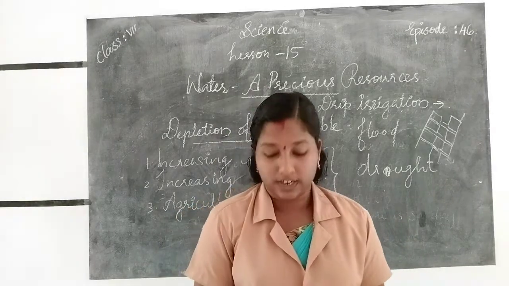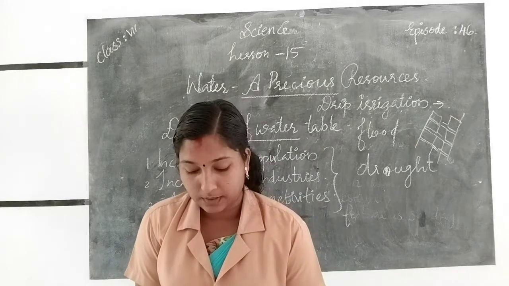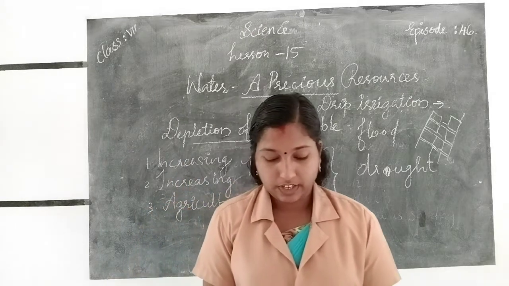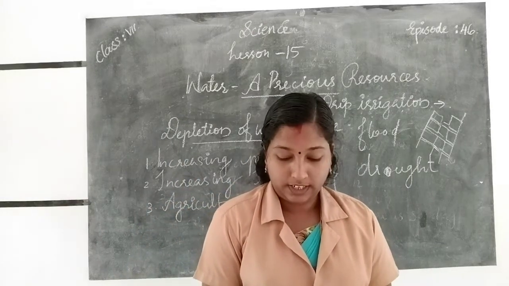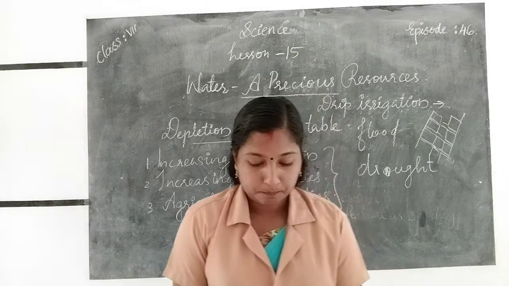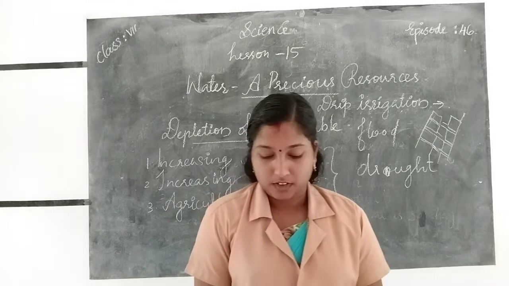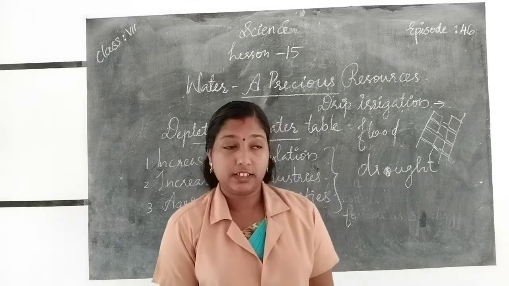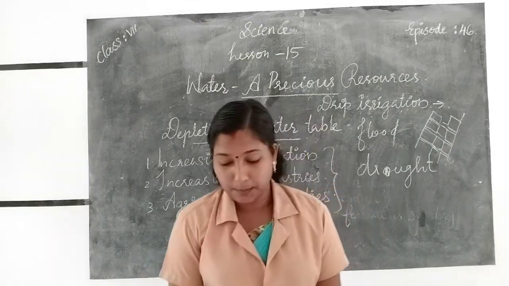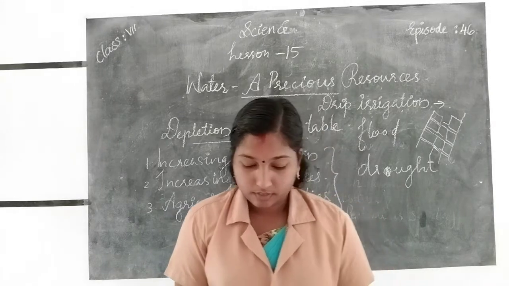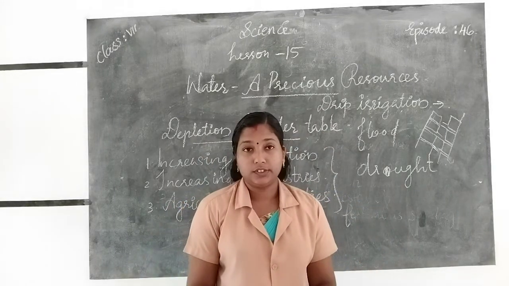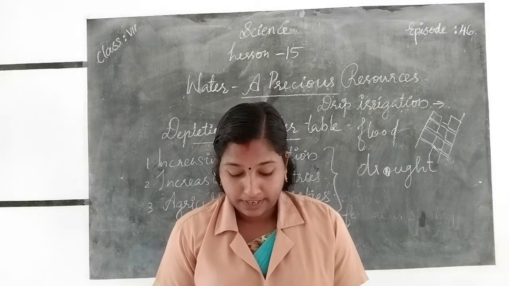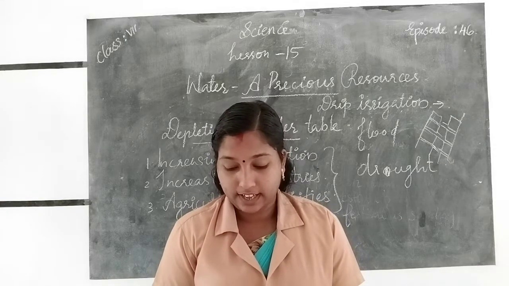Next, distribution of water. How can we distribute water? We can distribute water through public supply of water. Then we can reduce our overuse of water to overcome the scarcity of water. Next, we can save water through rainwater harvesting. We can overcome the scarcity of water through rainwater harvesting.